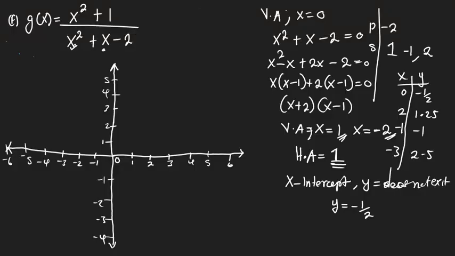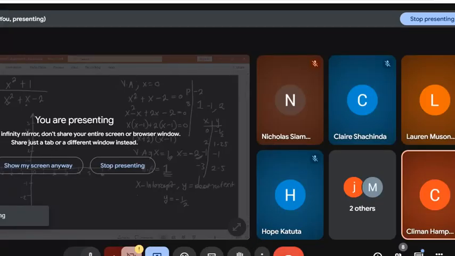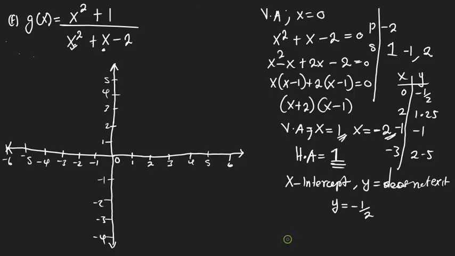Vertical asymptote, we have it where? At x is equal to 1. At x is equal to 1, we have a vertical asymptote. Same concept, guys. Also at x is equal to -2, you have a vertical asymptote there. And then you have a horizontal asymptote at y is equal to 1.